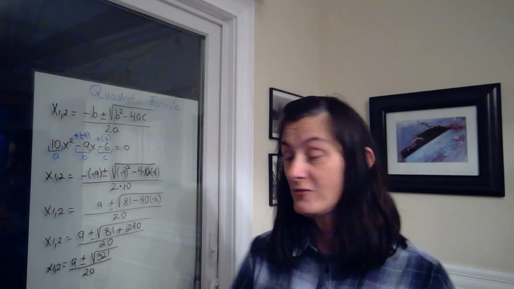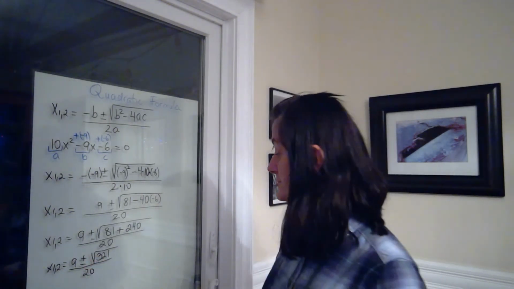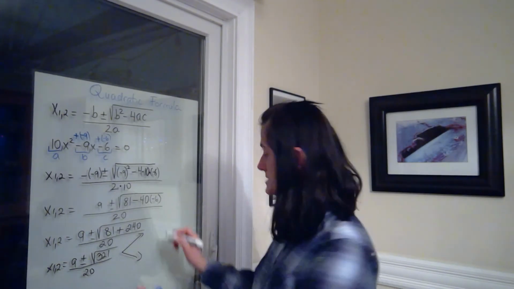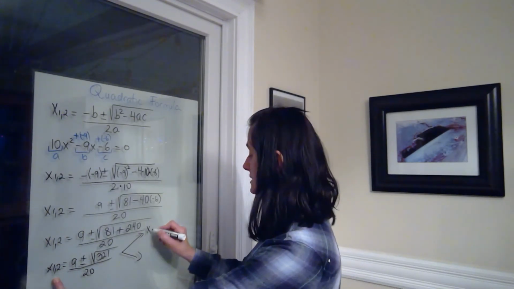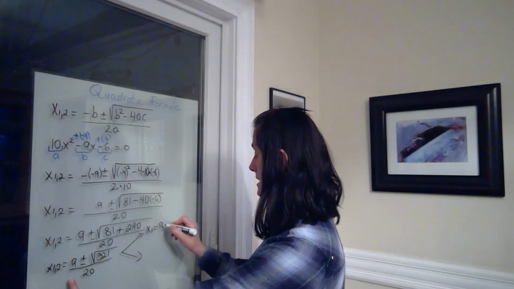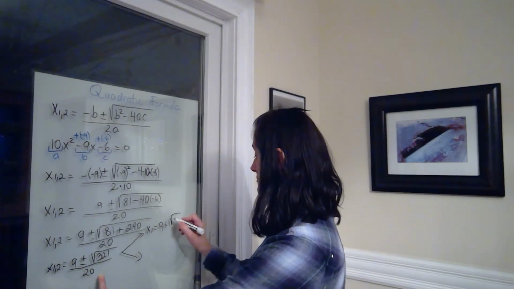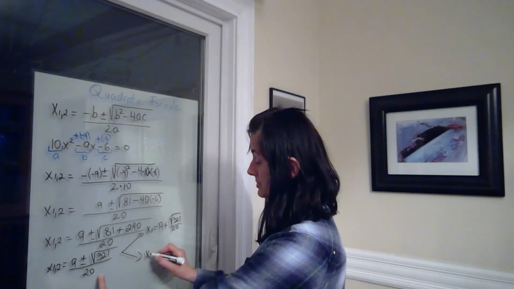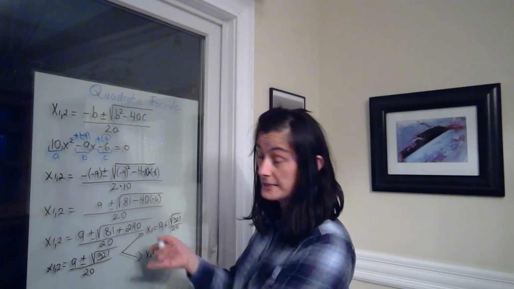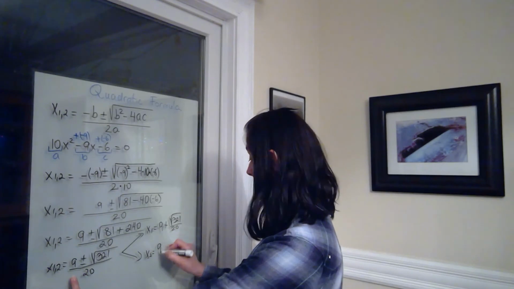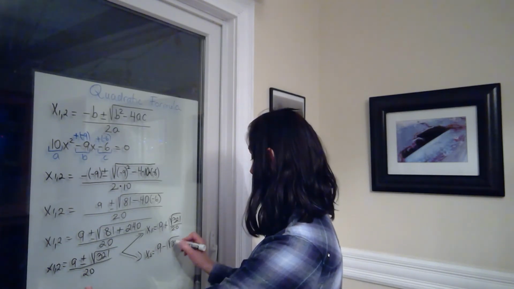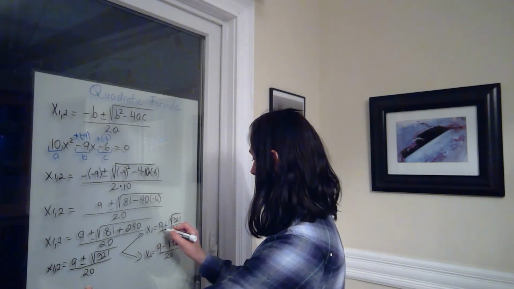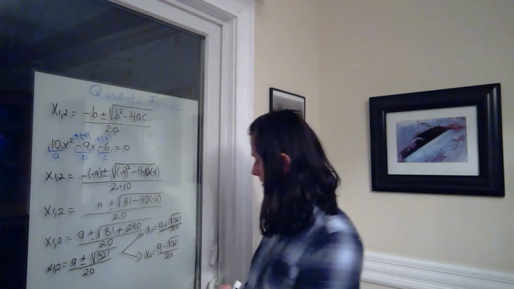I just need to make sure now that I realize I have two answers. One is going to be with addition. One is going to be with subtraction. I'm going to write them here on the side. So x1, I'm choosing to be with addition: 9 plus the square root of 321, divided by 20. And the next solution is going to be x2. It'll be 9 take away the square root of 321, and all divided by 20. Hold on, I need to write all divided by 20. That was a mistake.